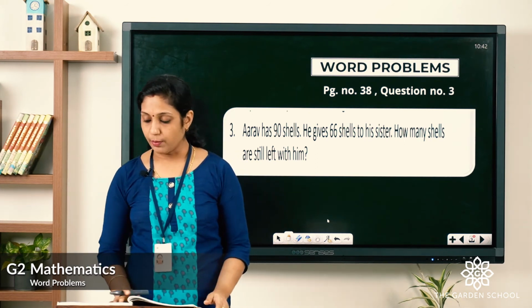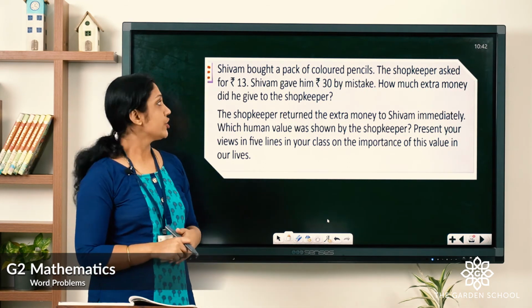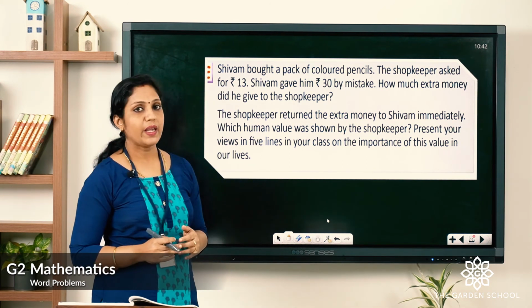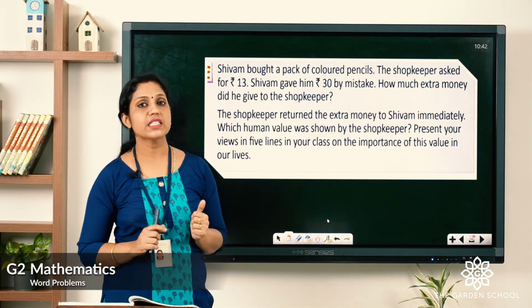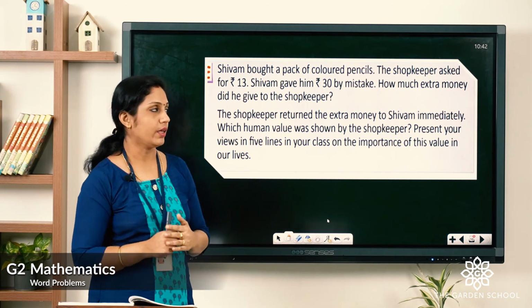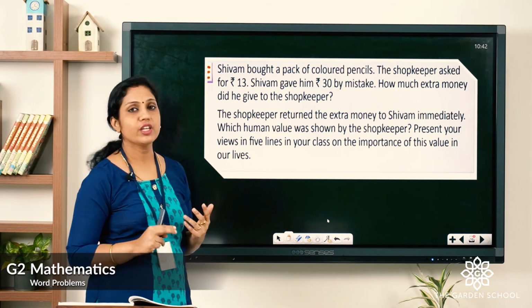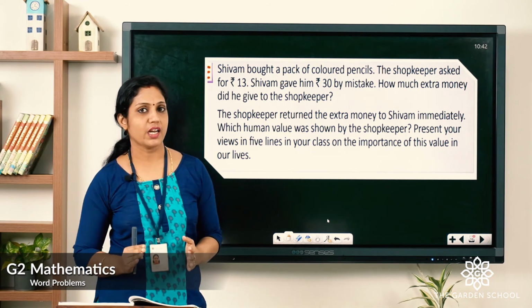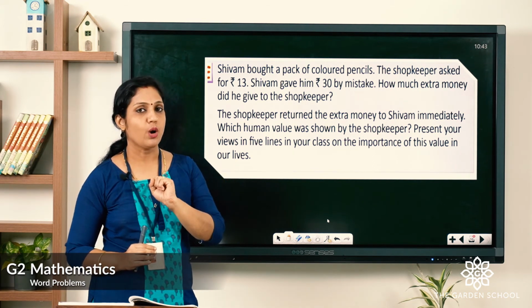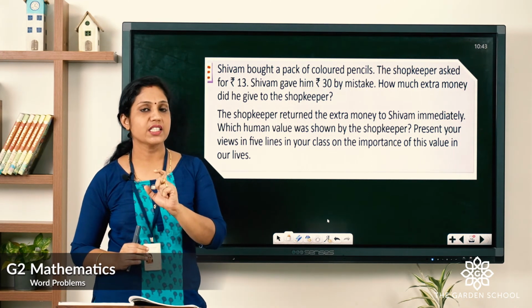In your page number 39, we have a question. Shivam bought a pack of colored pencils. The shopkeeper asked for rupees 13. Shivam gave him rupees 30 by mistake. How much extra money did he give to the shopkeeper? So did you understand the question? Shivam bought colored pencils. And how much was it? It was rupees 13.